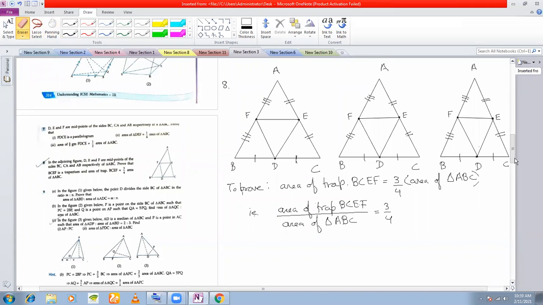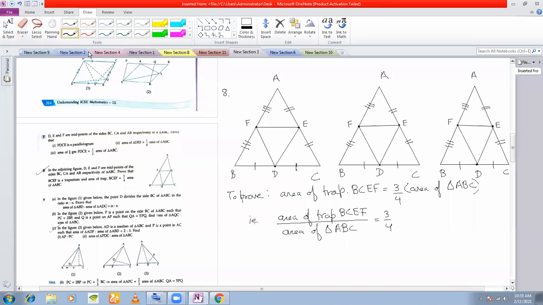So let's see first here. If you see in the figure, F and E are midpoints, right? That means from the midpoint theorem, I can say that FE is parallel to BC. Also, I can say that FE, this length, is half of BD, from the midpoint theorem. So that means these two lines are parallel to each other, right?